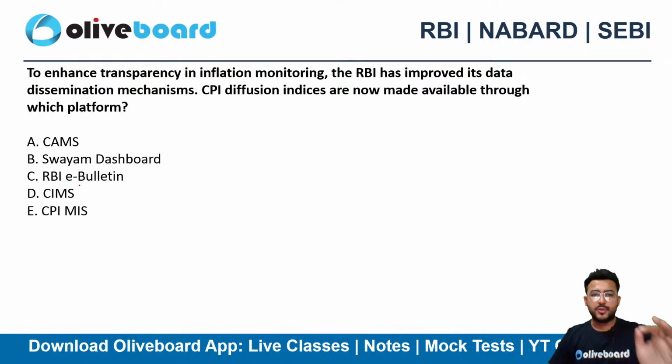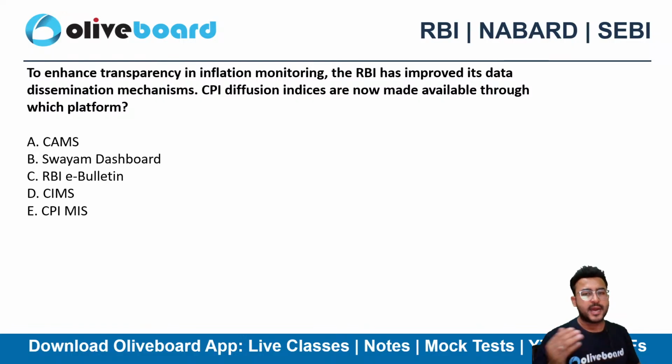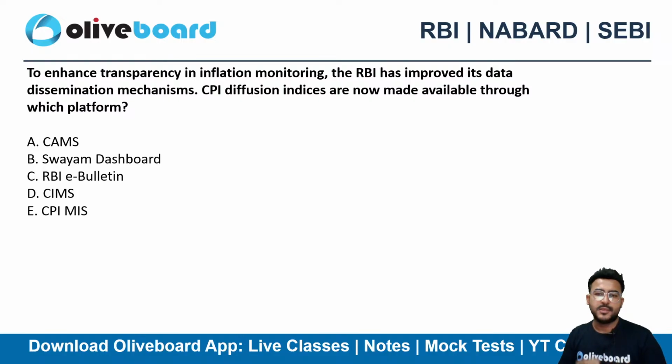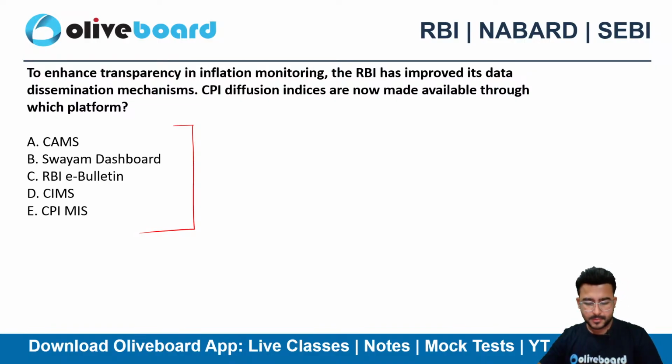Next is, to enhance transparency in inflation monitoring, the RBI has improved its data dissemination mechanism. The CPI diffusion indices are now made available through which platform? CAMS, Swayam Dashboard, RBI e-bulletin, CIMS, CPI MIS. These are the options. CPI diffusion indices are now being made available through which of the following platform?